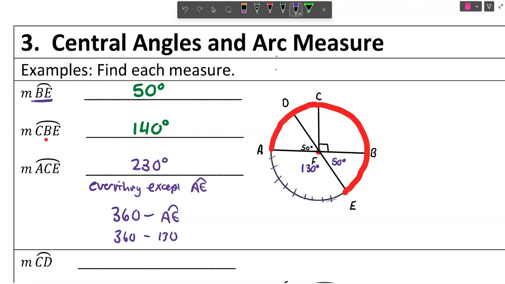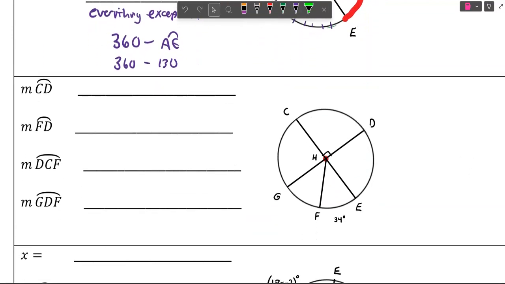Okay, so now it's your turn. We're going to look at another diagram here, and I want you to go ahead and pause this video and try to answer these questions.